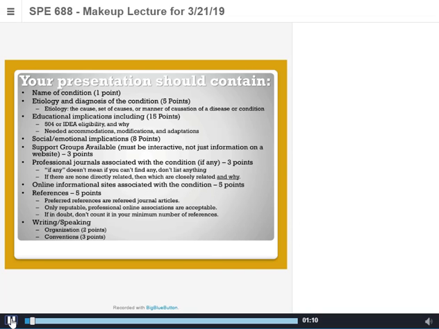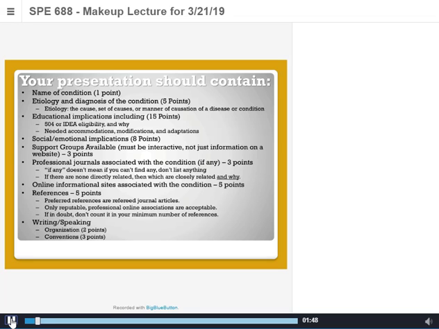So just as a reminder, your student presentation should contain the name of your condition. Remember, some conditions may go by different names or have different variations, so make sure that you list any alternate names for your condition. Then the etiology and diagnosis of the condition. Etiology just means the cause or the set of causes. Sometimes there is not a cause, and sometimes there is. If there is a cause, then we'd like to hear about it, and then how is that condition diagnosed.